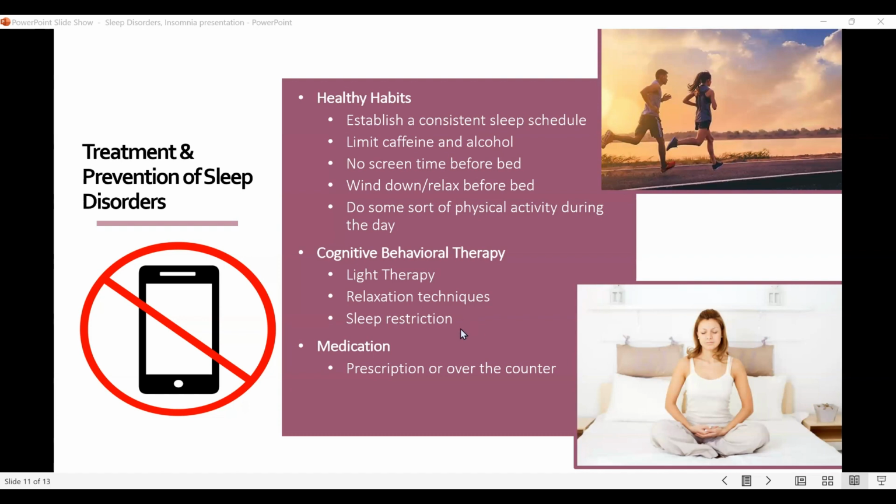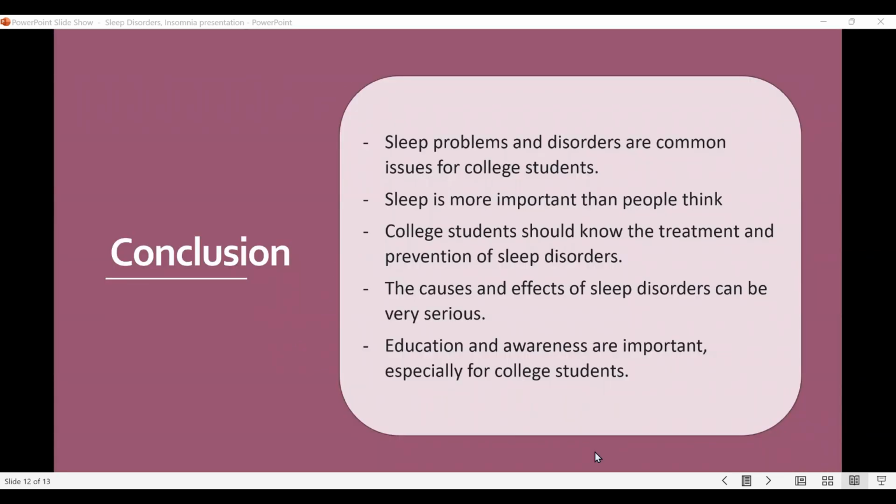If insomnia is still not able to be treated those ways, there's the option of prescription and over the counter medication. To conclude, sleep problems and disorders are common issues for college students, and they should be educated and aware about the treatment and prevention.